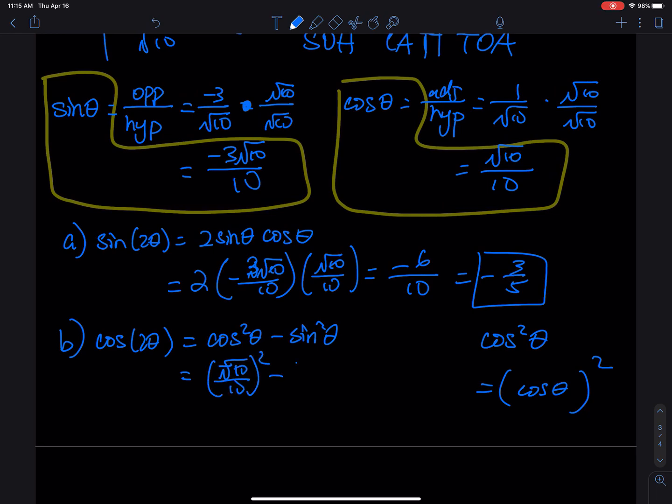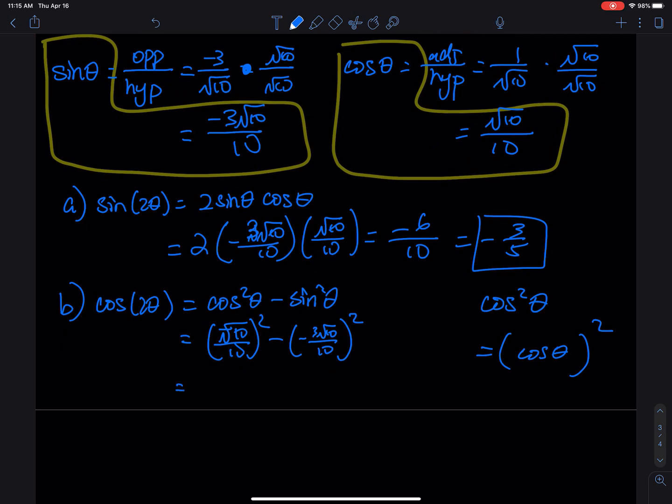Plug in negative 3 root 10 divided by 10. Plug in, so what do we have? This one we have 10 divided by 100 plus, oh not plus, minus 90 divided by 100, so that is negative 80 divided by 100, so you have negative 4/5. That should be.